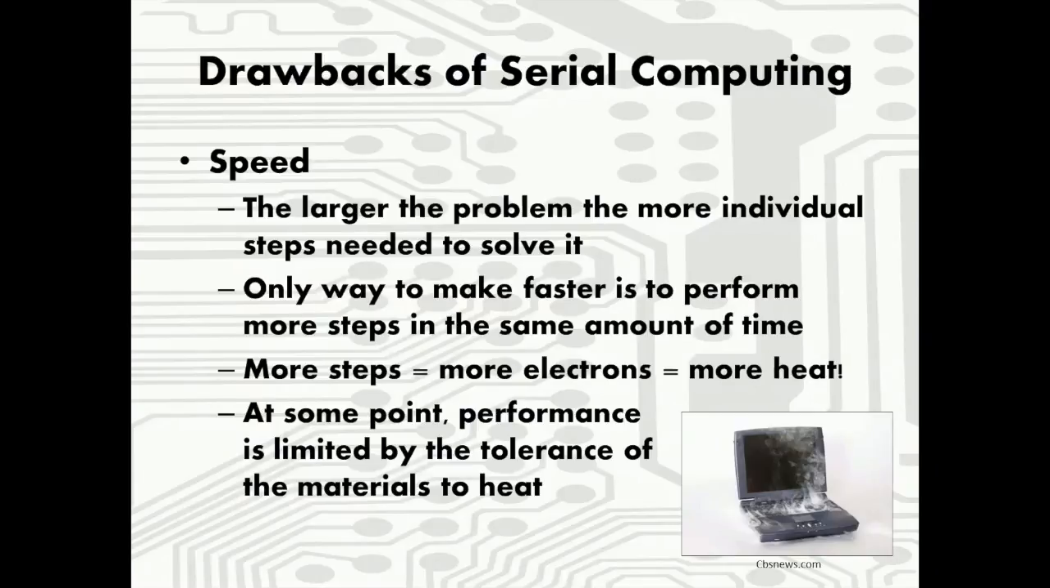The main drawback of serial computation is speed. The larger the problem, the more individual steps that will be needed in order to solve it. Also, the only way to make serial computation faster is to perform more steps in the same amount of time. However, more steps equal more electrons equal more heat. At some point, the performance of a single-core processor is going to be limited by the tolerance of the materials it's built with to heat. It's not uncommon for a processor operating faster than it was designed to melt completely.